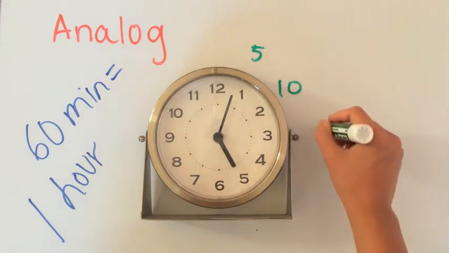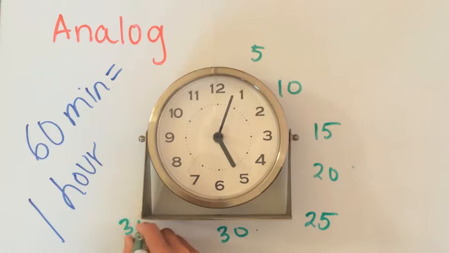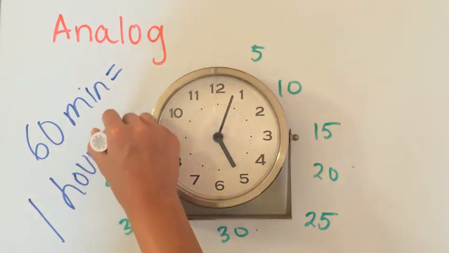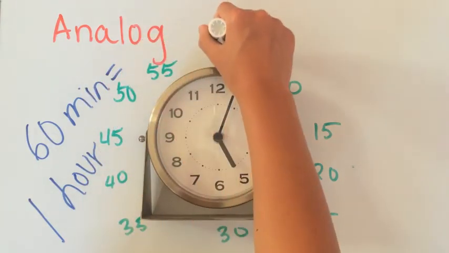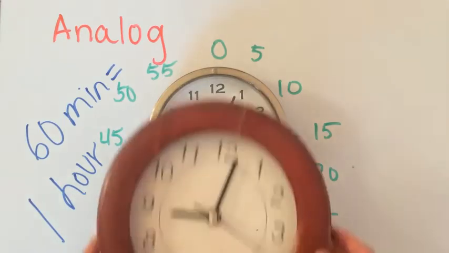So if the minutes hand is on 1, it's going to be 5. If it's on 2, it's going to be 10. And an easier way to remember this is to multiply the number that the minute hand is on by 5. And we're going to put a 0 on the top of the clock to represent a new hour that's beginning.